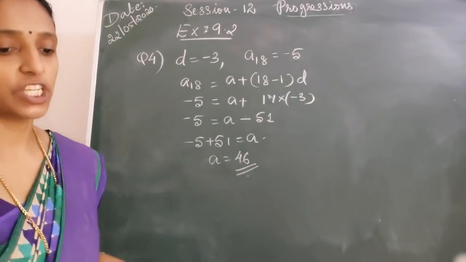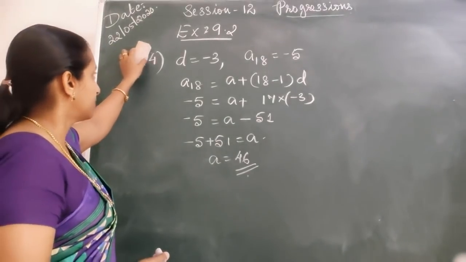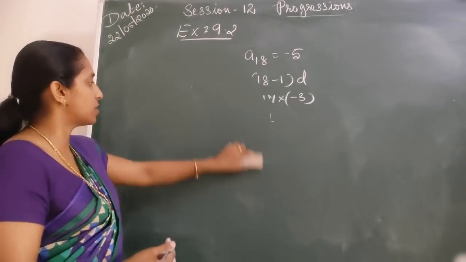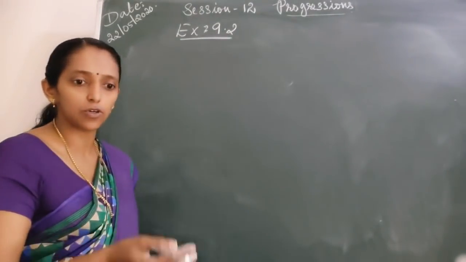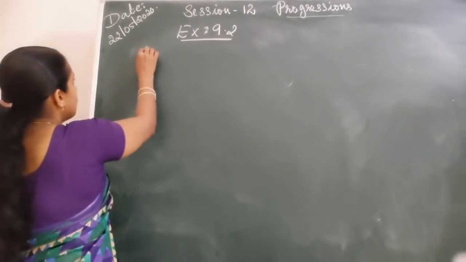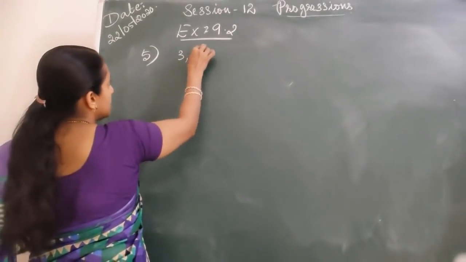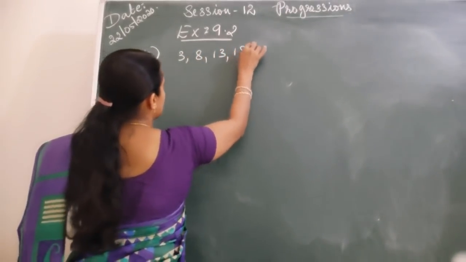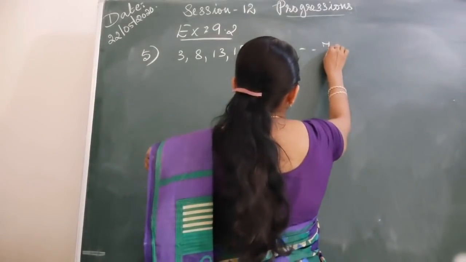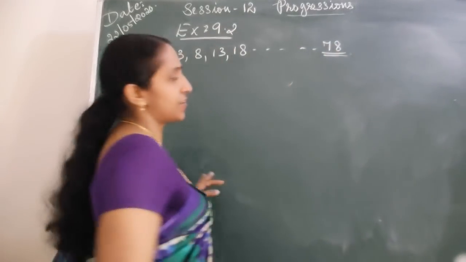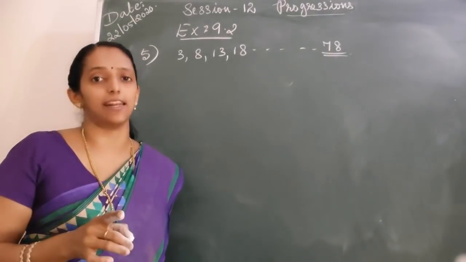Now, question number 5. Which term of the AP, nth term is given? These all are easy only. If you got the formula, how to substitute, no problem. Directly substituting, you will get the unknown quantities. Question number 5. Which term of the AP? One AP is given 3, 8, 13, 18, etc. And there is an nth term given, 78. We don't know what is the position of this 78. Which term of the AP? That means you have to calculate n.